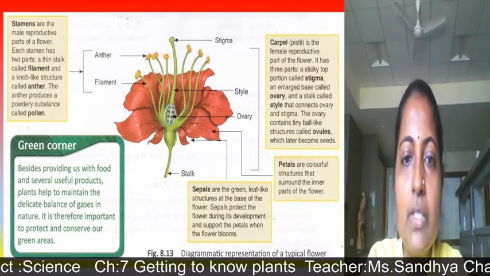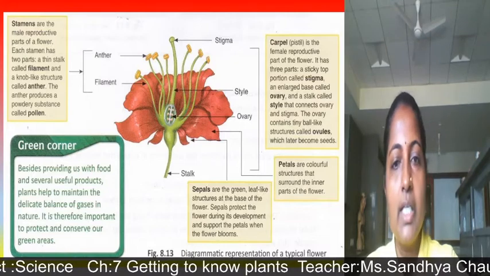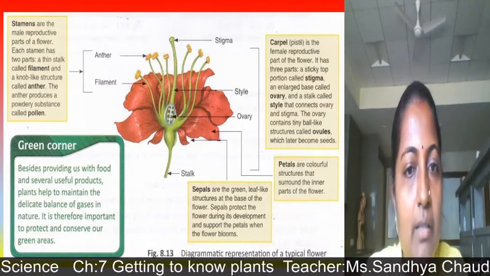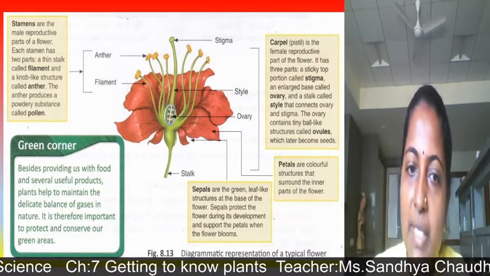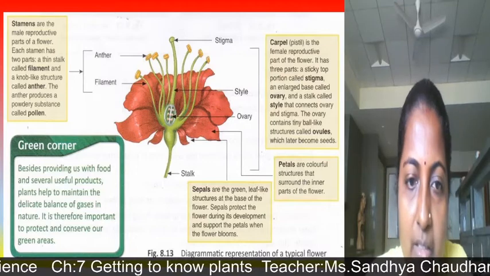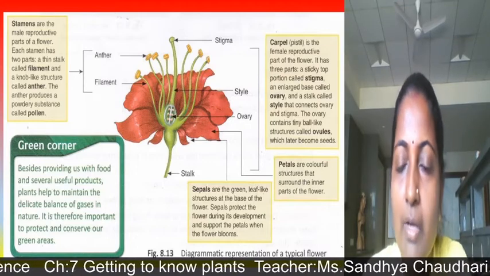Petals are colorful structures that surround the inner parts of the flower. Sepals are the green leaf-like structures at the base of the flower. Sepals protect the flower during its development and support the petals when the flower blooms.